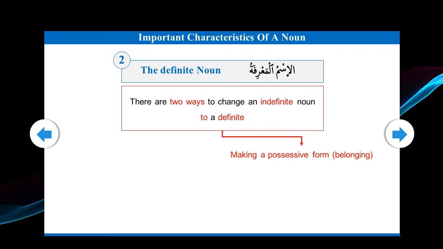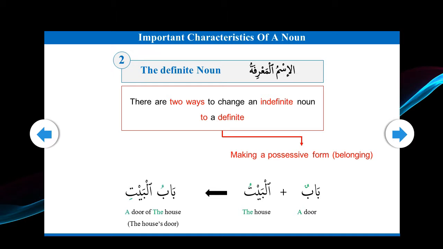Another example, babun, a door. Al-baytu, the house. The possessive form is babu al-bayti.